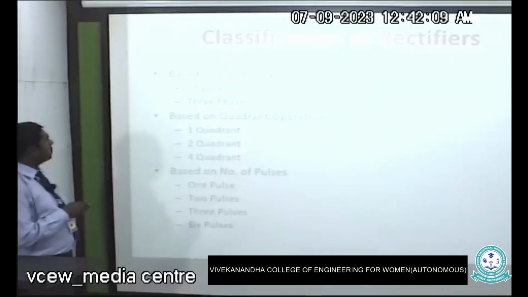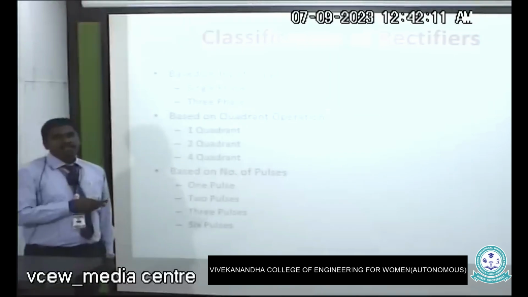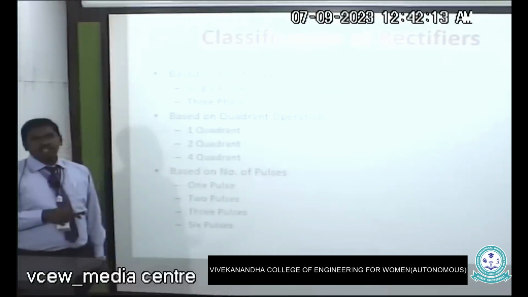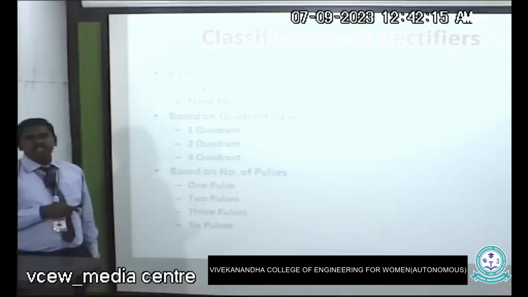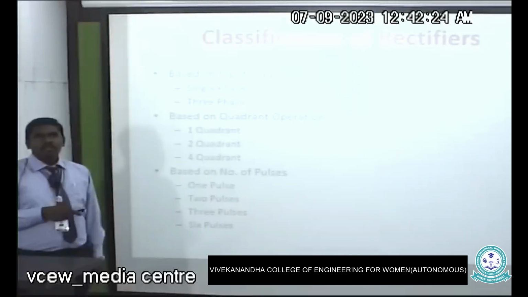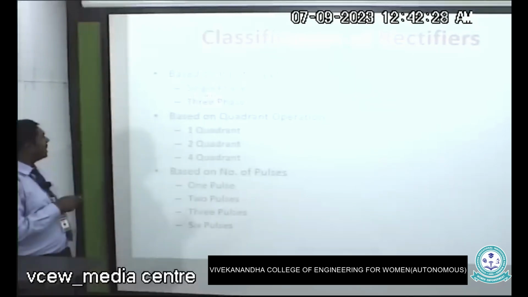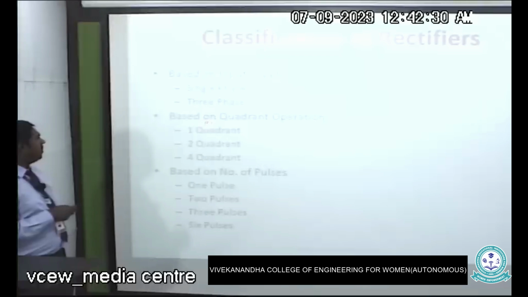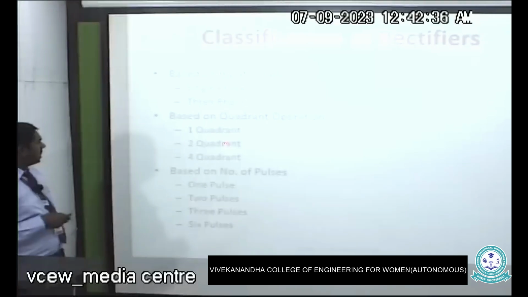Based on the input supply, we can classify them into single phase and three phase. Why do we classify them this way? Because the input supply is an AC supply, and an AC supply can be given in two ways: single phase and three phase. Then we move on to the quadrant operation: single quadrant, second quadrant and fourth quadrant.